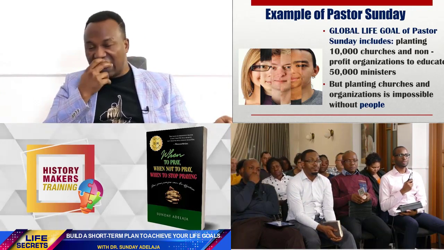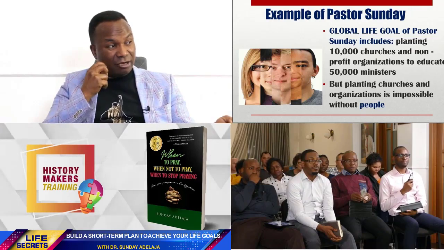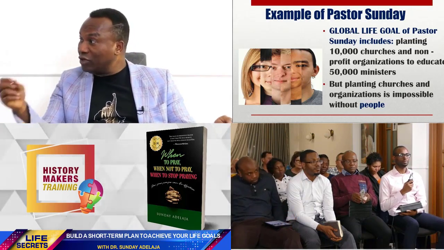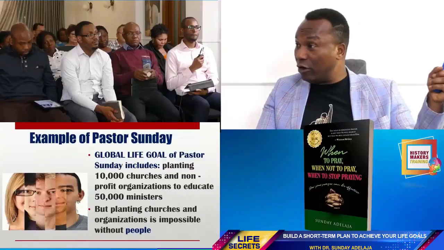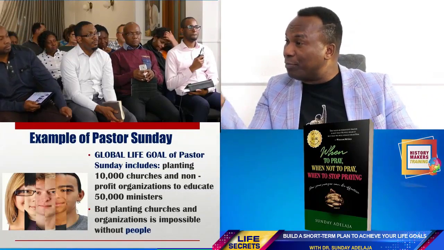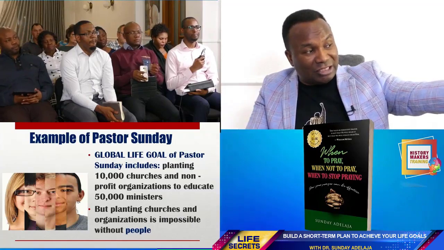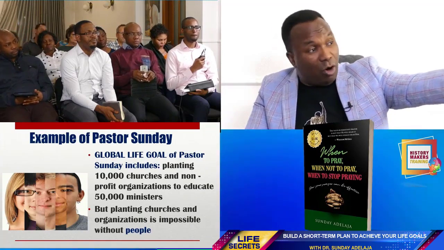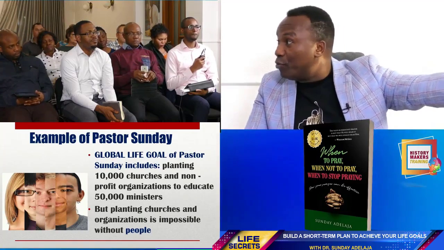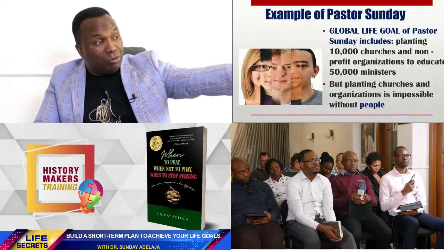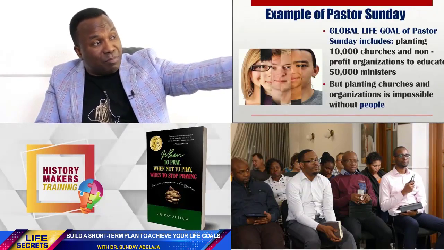But planting churches and organizations is impossible without people. So, since I have that goal, 10,000 churches, what do I need? What is the primary thing for churches? People. So, you see, that's why that decision has been made. In all these elements that I'm talking about, it's people that I need. Ministers, they are people. NGOs, they are people.